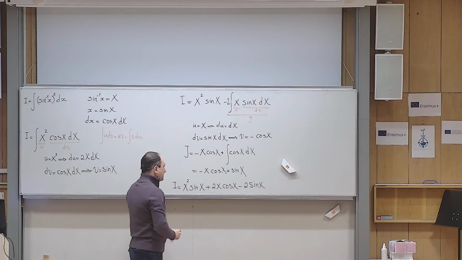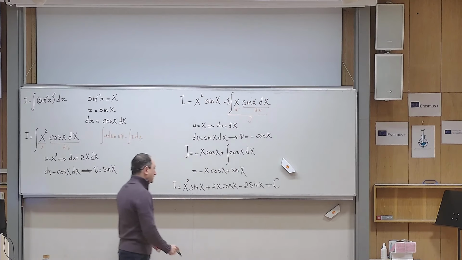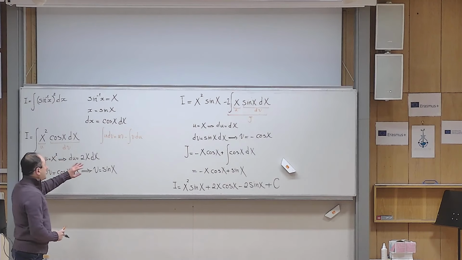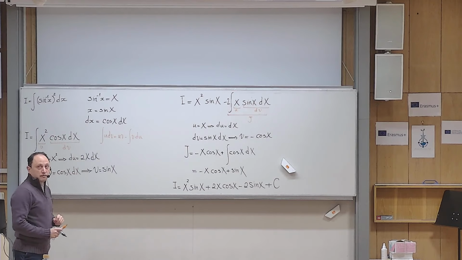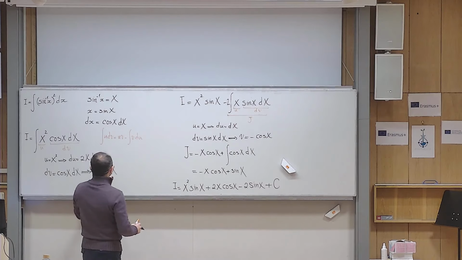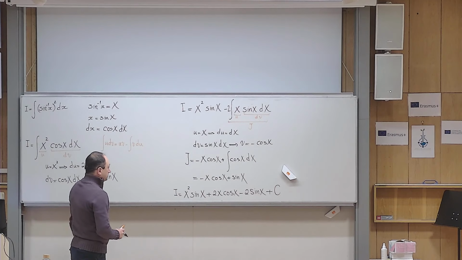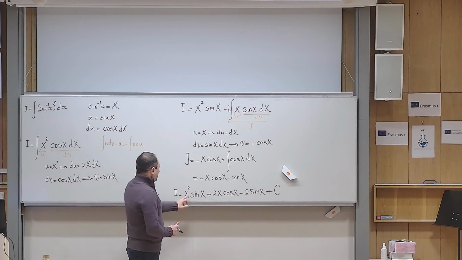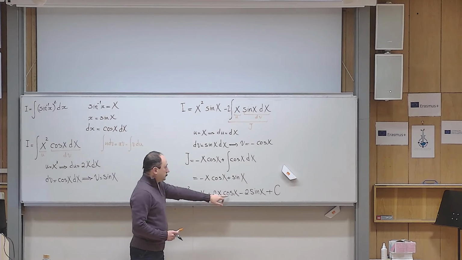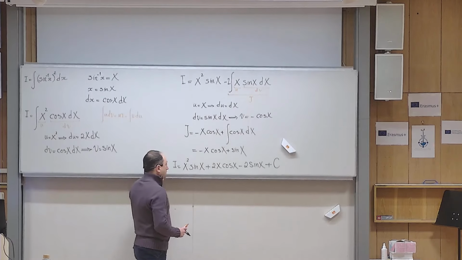Because I is finished here, it would be a good idea to put my constant c at the very end. Of course, this is not an acceptable answer because I have to write everything back in terms of my original variable, which was little x. That is also simple because sine X is simply x, and capital X is sine inverse of x. So the only thing that I have to calculate is cosine capital X, and that's also extremely simple.